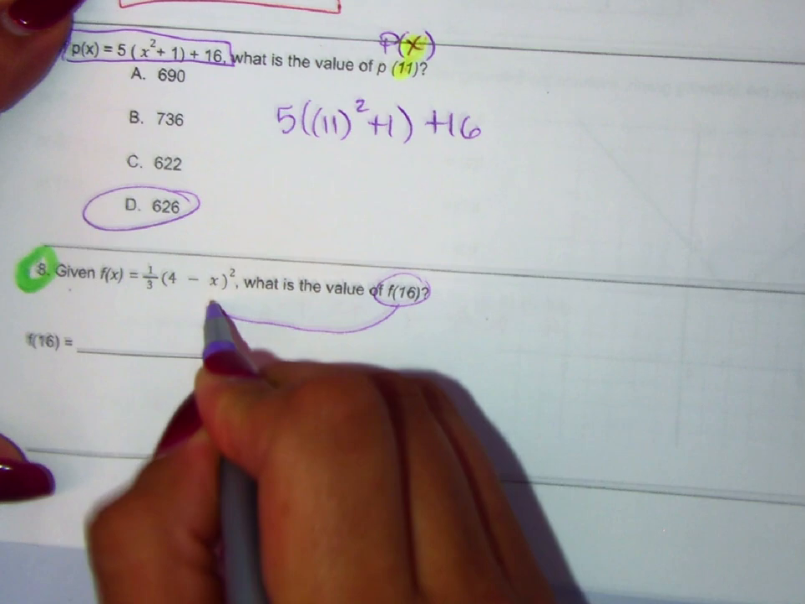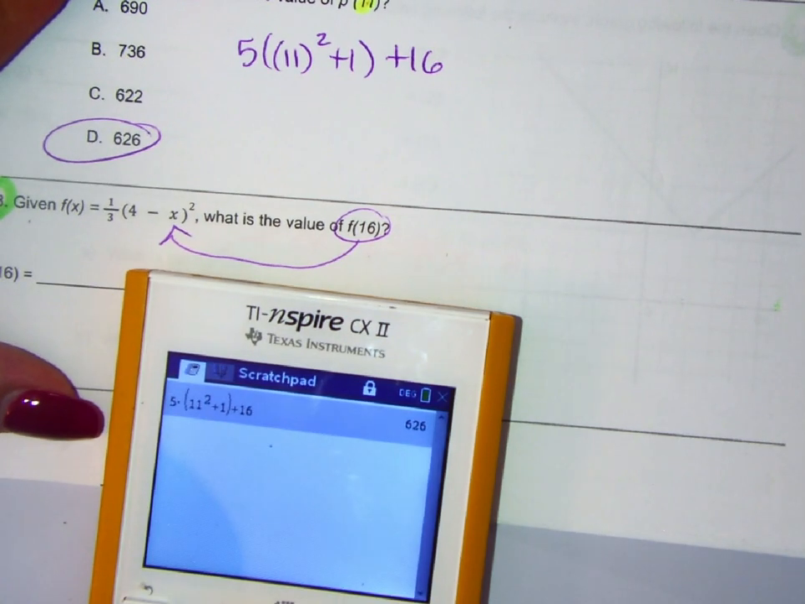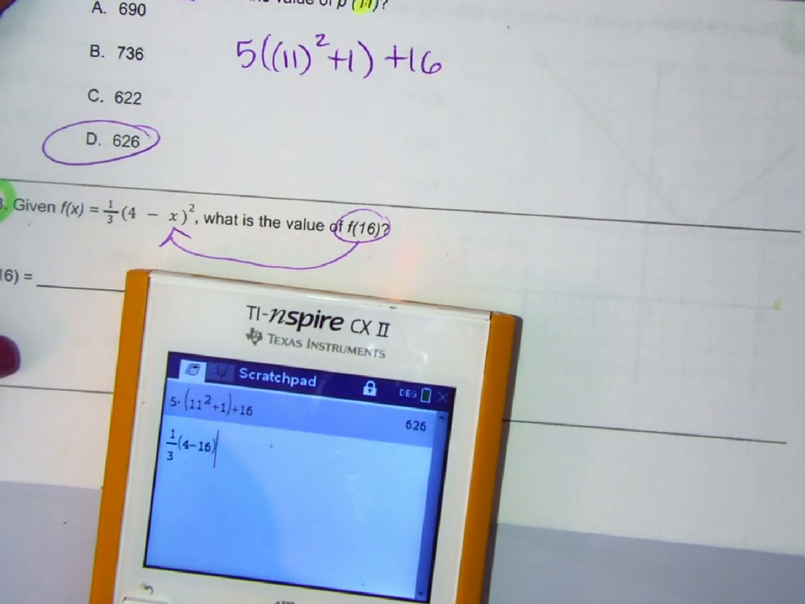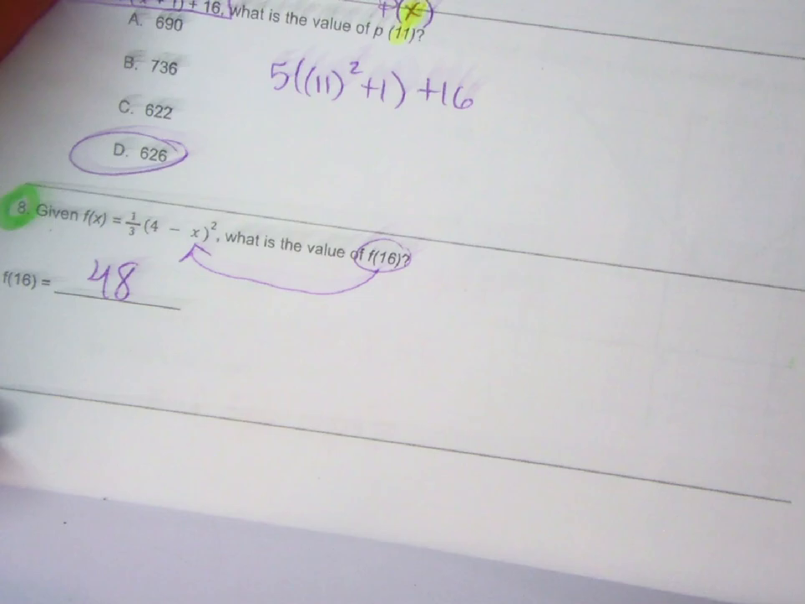Keep doing that, replace it in there. And let's do this here. So we're gonna do 1/3 parentheses 4 minus our 16 squared. The answer is 48. So algebraically or graphically, just try to find that answer.